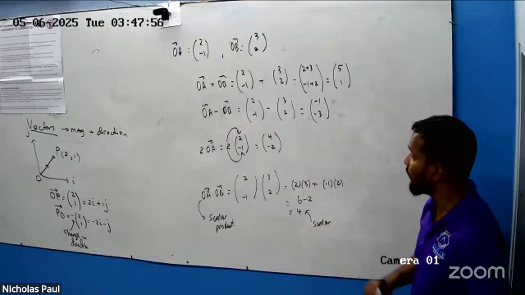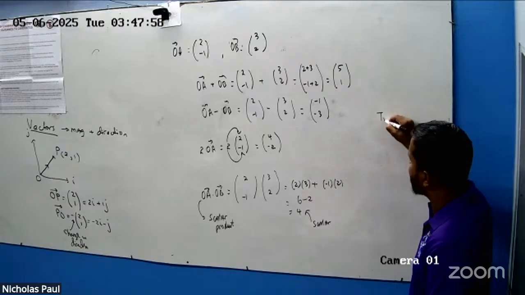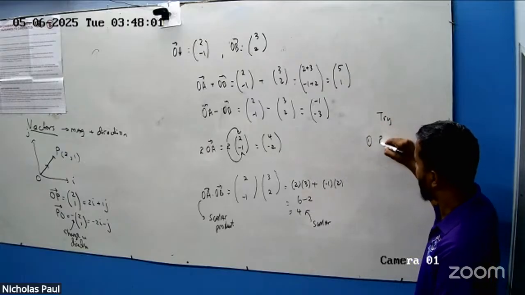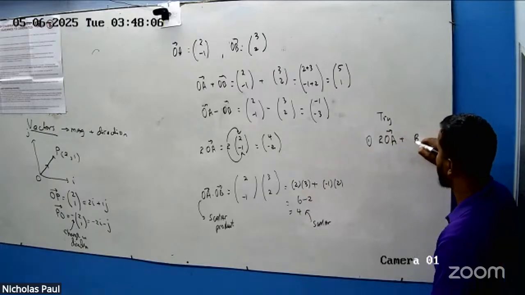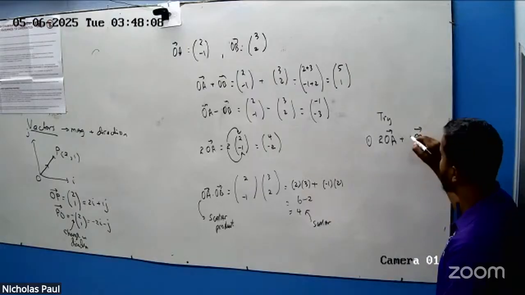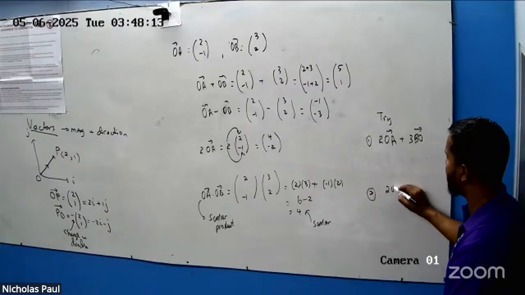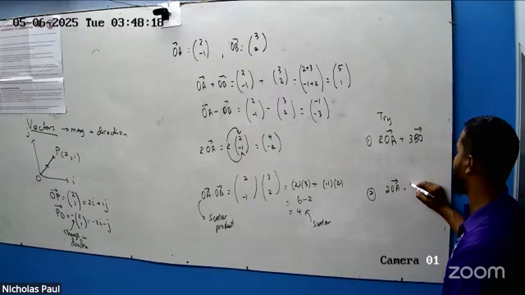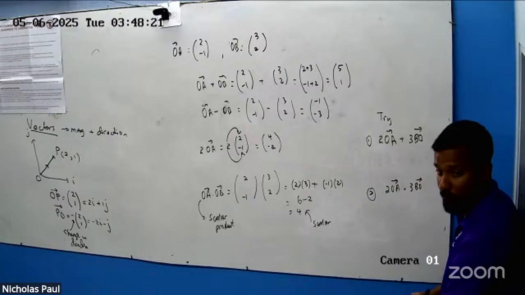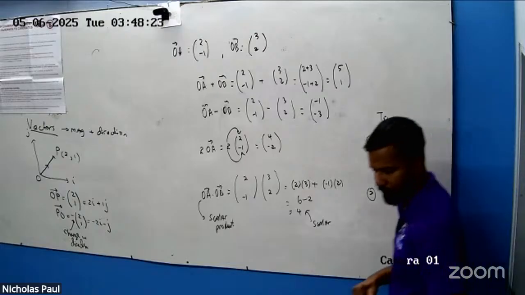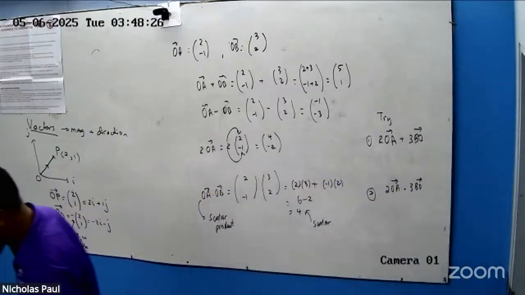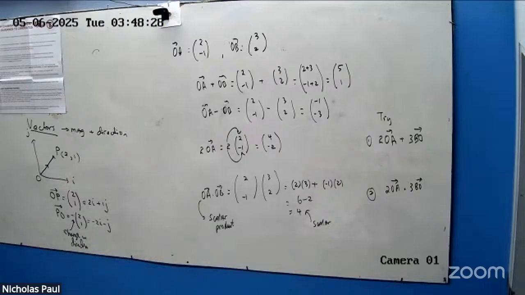I just want you to try two things for me. I want you to multiply 2 by OA and then add it to 3BO. I want you to work out that for me. And then do the same thing: take 2OA and multiply it by 3BO. Try these two for me. Take your time. And that's what we did last week.